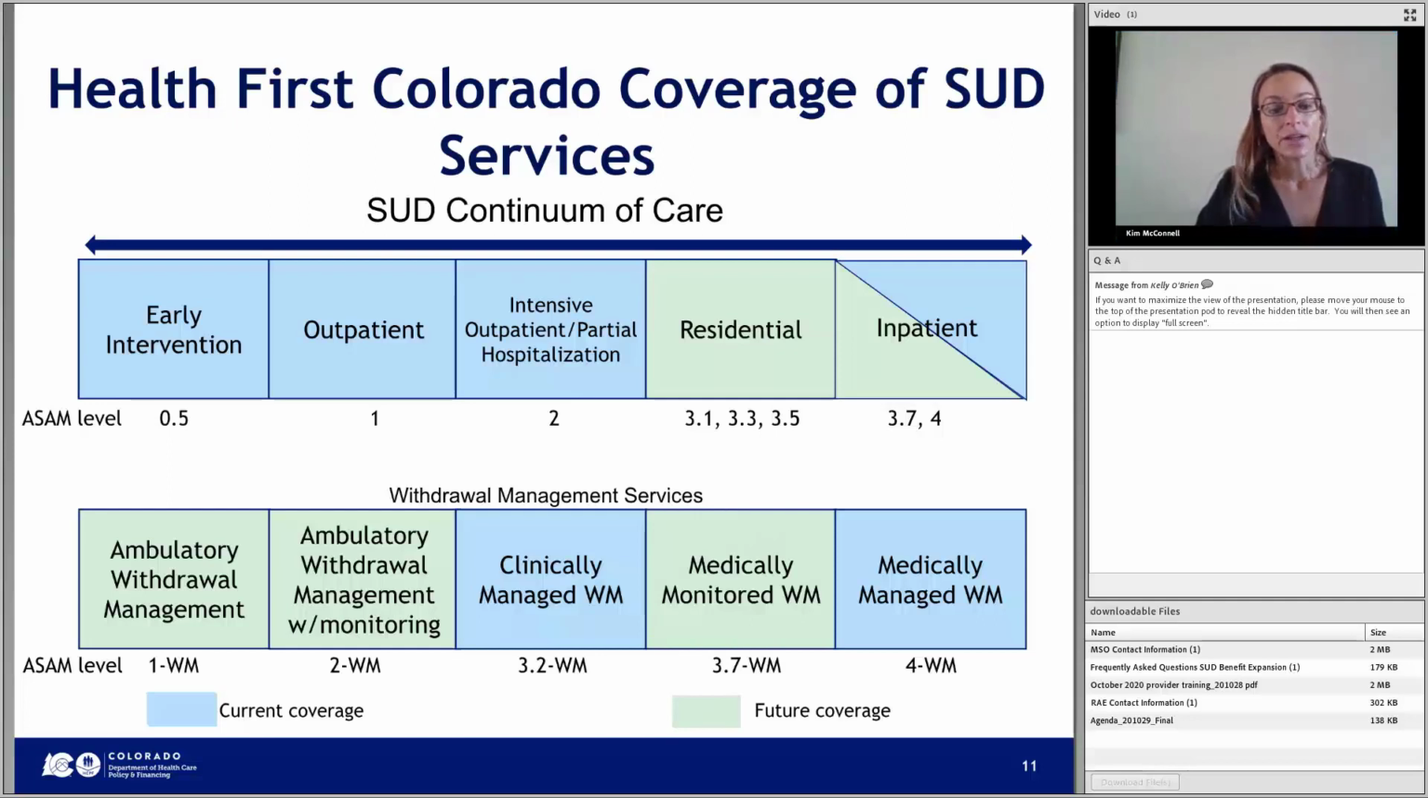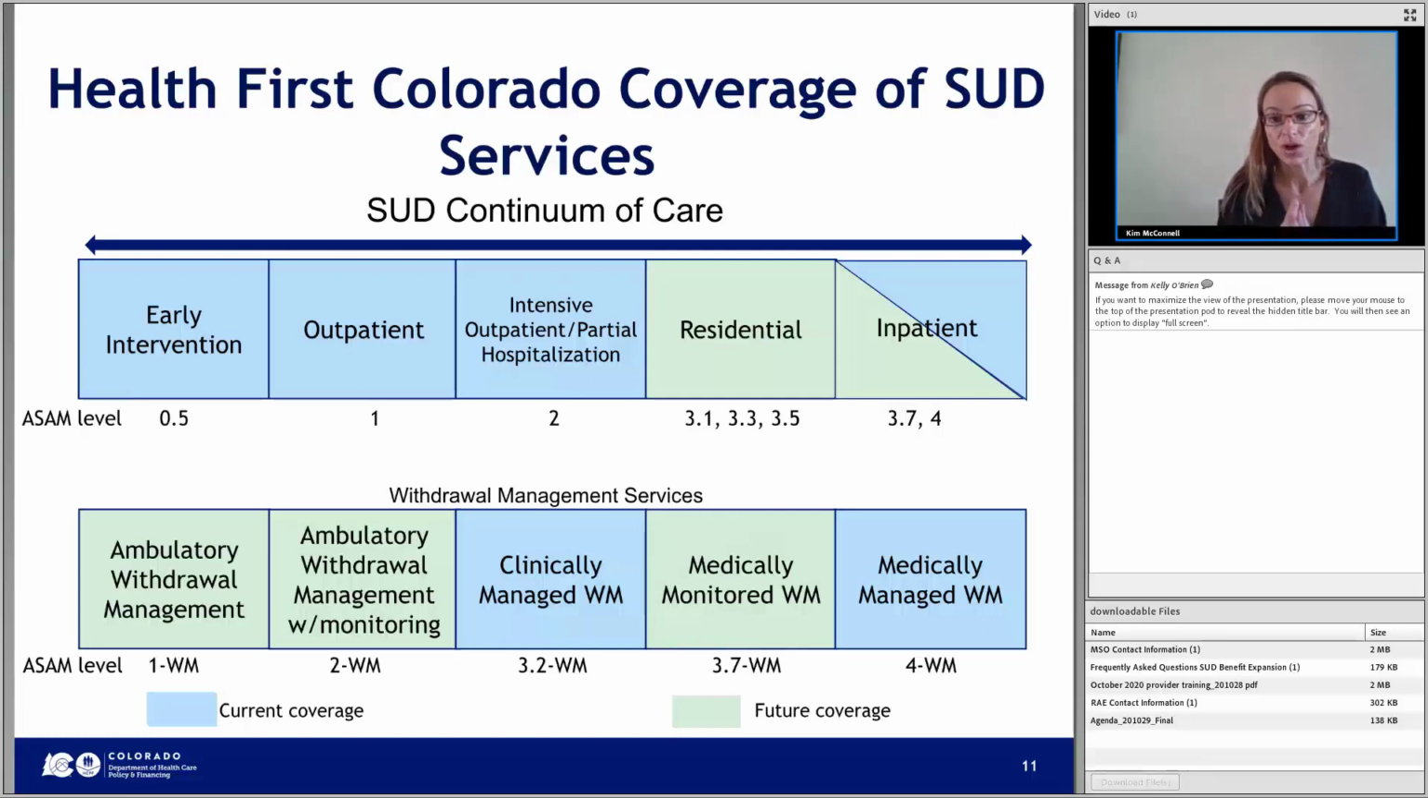All right. Down on the bottom row, you can see withdrawal management services. So you can see the full ASAM continuum there. Right now, ambulatory withdrawal management is not included in the behavioral health benefits. However, it is billable through physicians through the physical health benefit. So it is a billable service as an office visit, and certainly through the pharmacy benefit, any medications are covered as well.